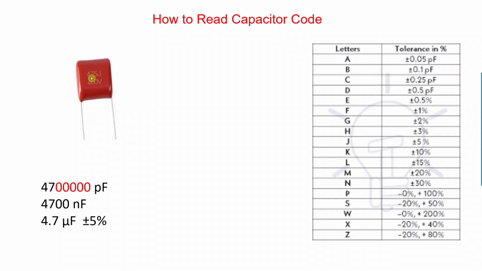So what is the code of this? 475. So put the first two digits as it is, 47. Then what is the third digit? This is 5. That means how many 0s will be there? So total 5 zeros will be there, 1 2 3 4 5. So if you divide by 1000, you will get 4700 nanofarad.